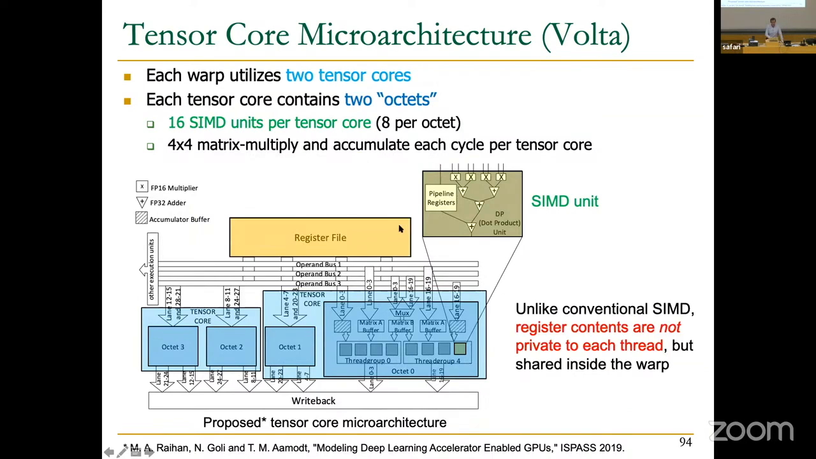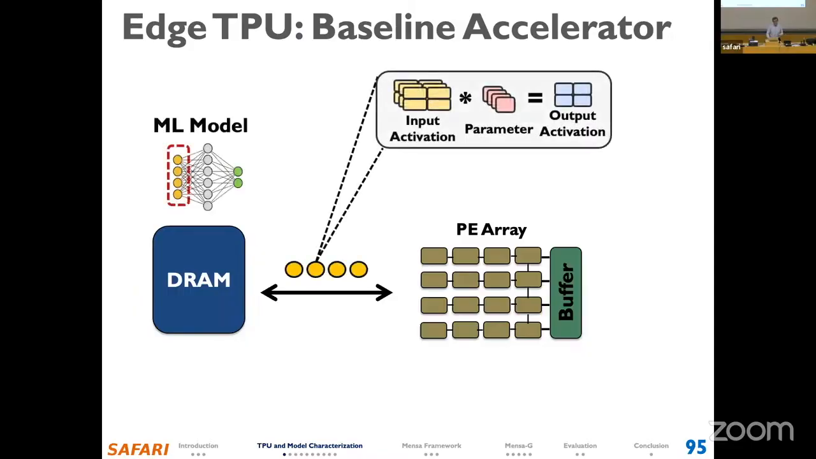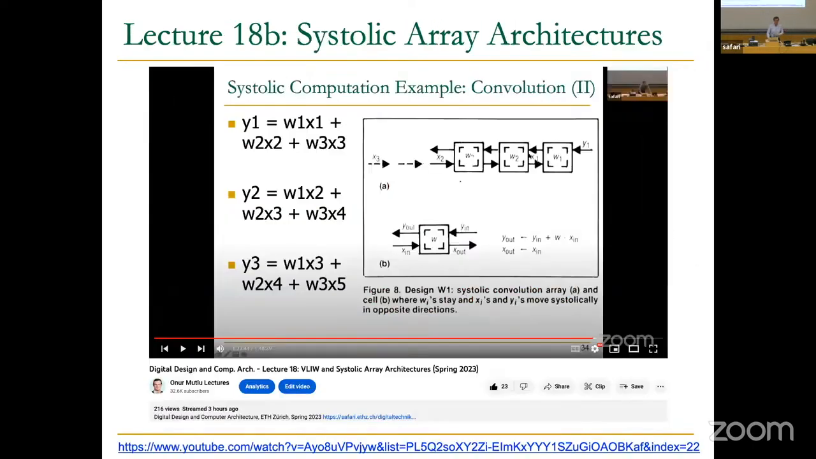Now, there are some differences from conventional SIMD. They can share registers inside the warp, inside this tensor core. That makes programming easier, and that helps efficiency also, which I'm not going to talk about here. So there are other TPUs also. Basically, the reason is they're building these specialized accelerators for machine learning, and the reasons you know. I'm not going to talk about this, but you can learn more about this in research lectures.